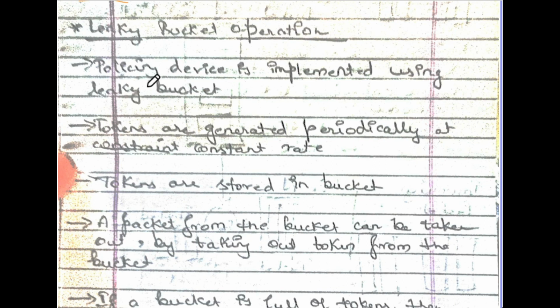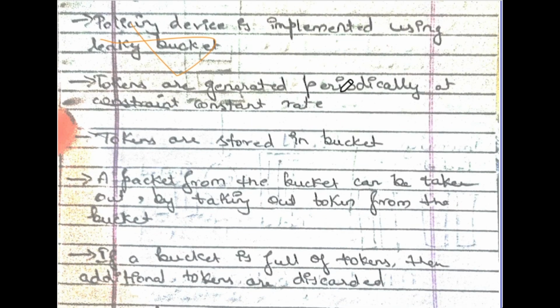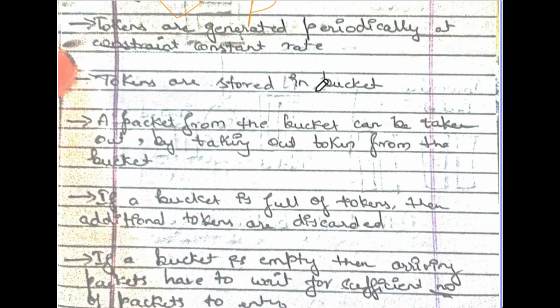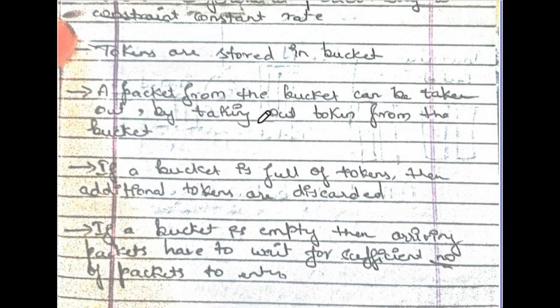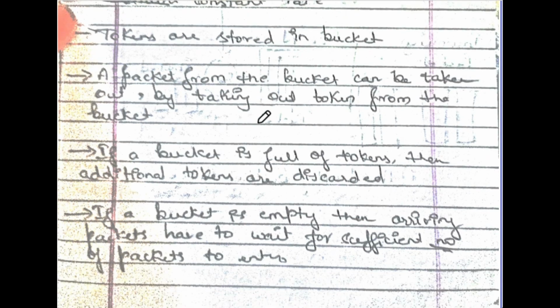Leaky bucket operation. A policing device is implemented using a leaky bucket. Tokens are generated periodically at a constant rate. So if this packet has entered, then a token for this packet will also be generated. Tokens are stored in the bucket. A packet from the bucket can be taken out.